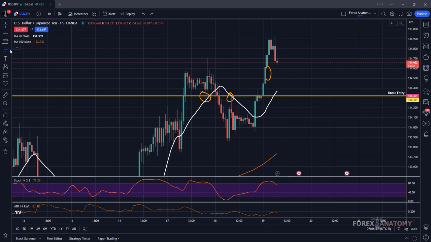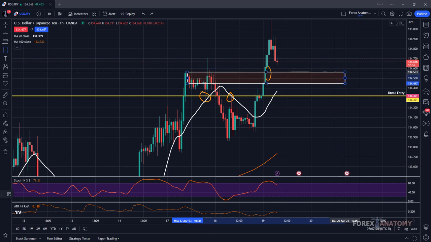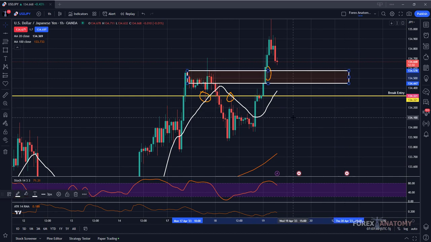So then what I want to do is just draw in a box or zone right in this area, right around here, right around there. And that's going to be my first zone where I look for the buyers to come in at, right around this particular zone right here that I just drew in.